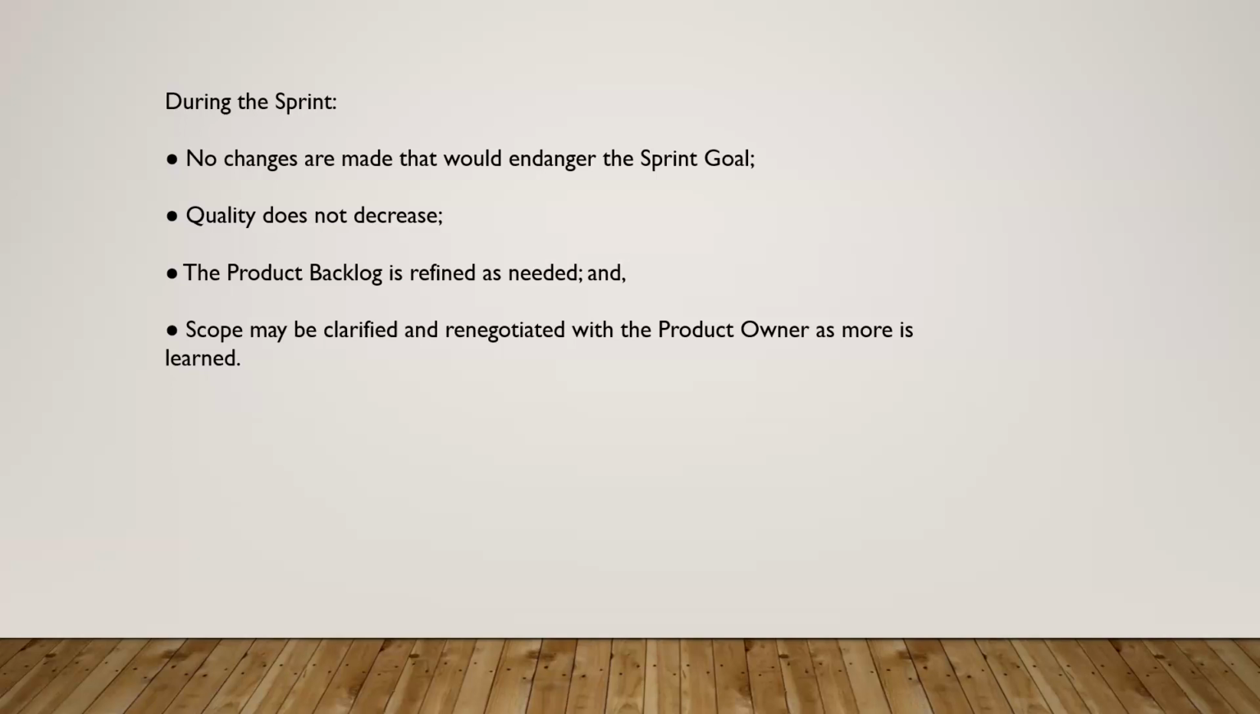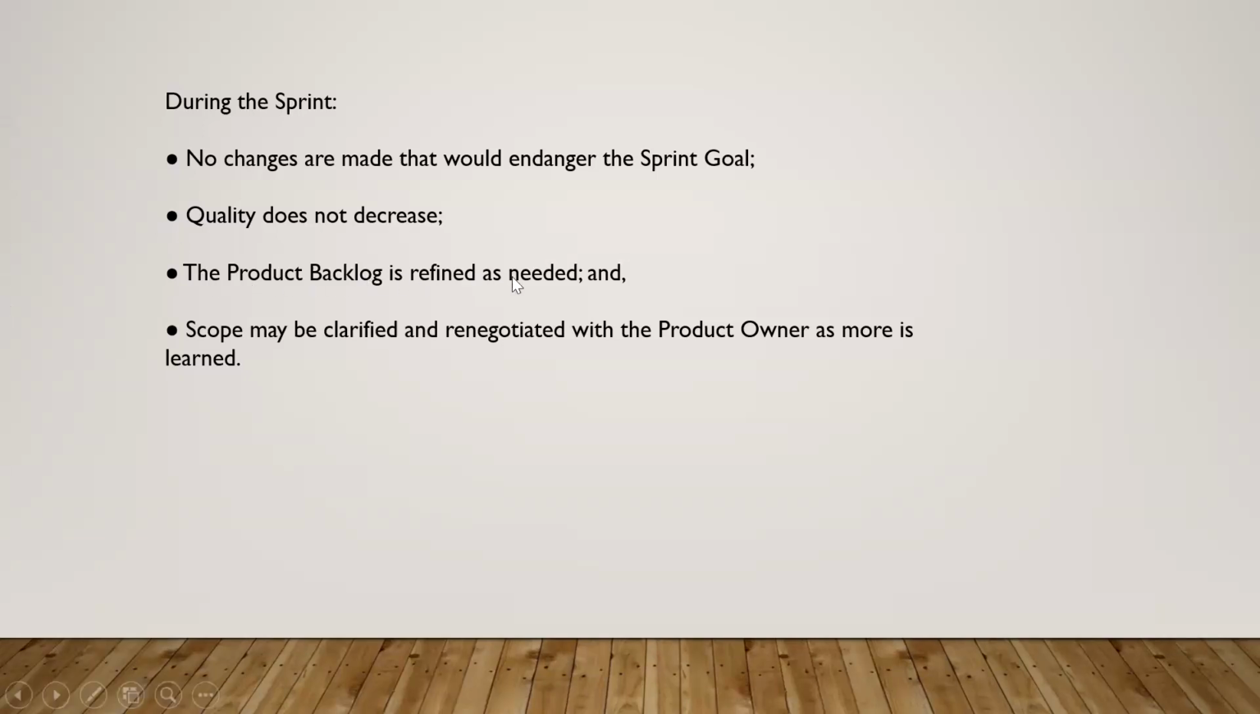What happens during the sprint? No changes are made that would endanger the sprint goal. We will be coming with a sprint goal, during or before the sprint planning itself, so your work should be aligned to that sprint goal. When we are working, we should be working to achieve that particular goal. We should make sure that quality does not decrease, because we are giving an increment, a value. Whatever we are developing is a quality product, not just a simple one.